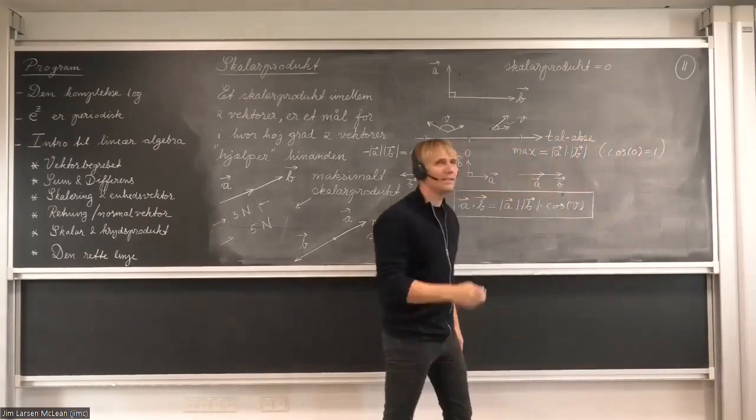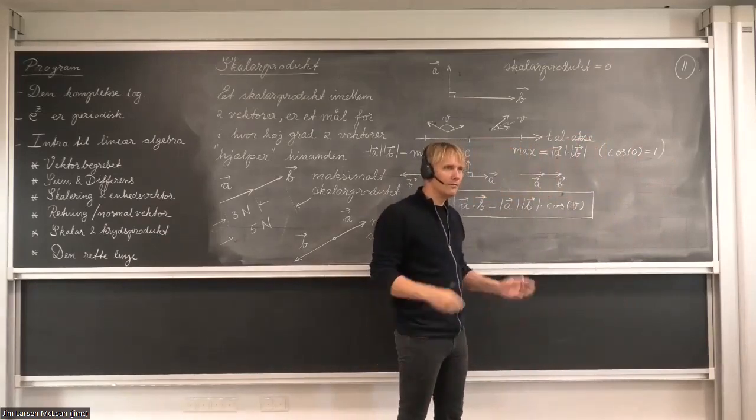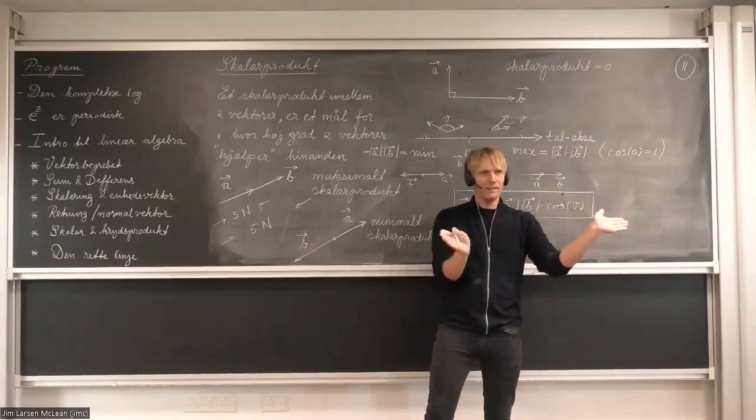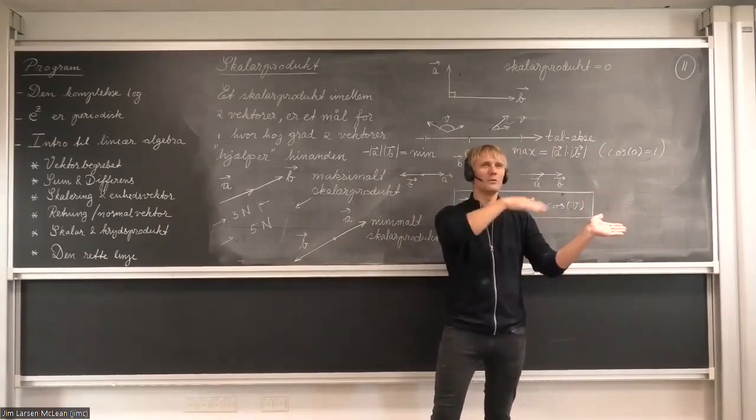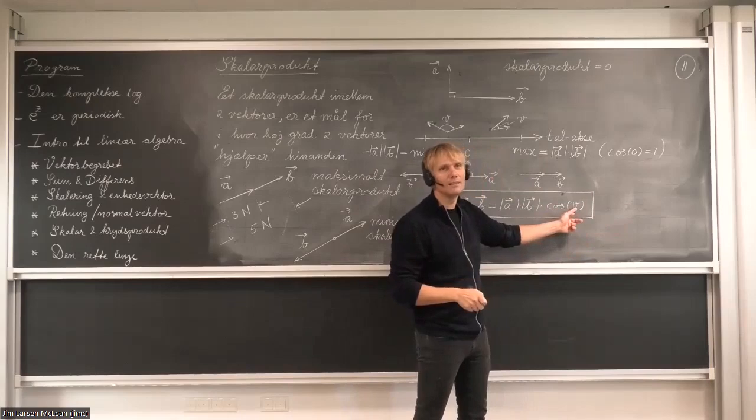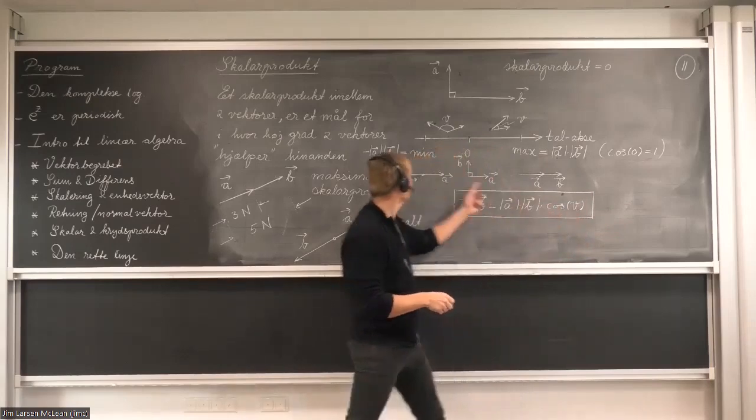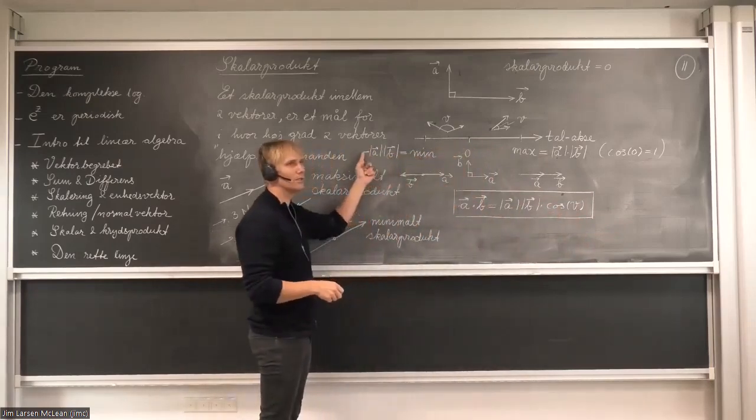So what if they point in directly opposite directions? If one points that way and the other points that way, then what's the angle between them? 180 degrees. What is the cosine of 180 degrees? Negative 1. Now it comes to this. Why does it say negative 1?